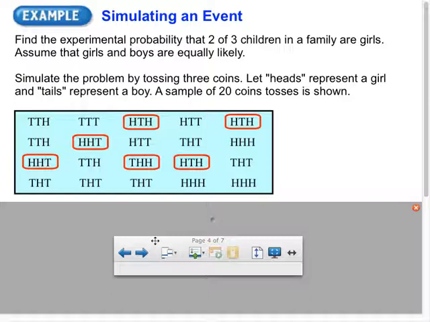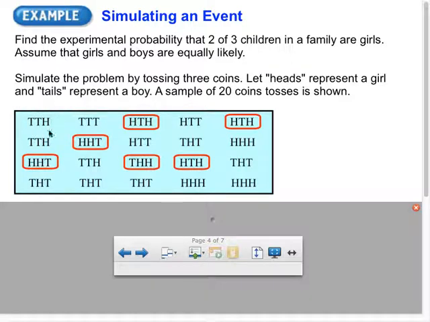Now we're going to simulate the problem by tossing 3 coins. The 3 coins represent what? The 3 kids, right? Heads represents a girl, and tails represents a boy. A sample of 20 coin tosses are shown. So each coin toss, we toss all 3 of them. Do you guys understand?